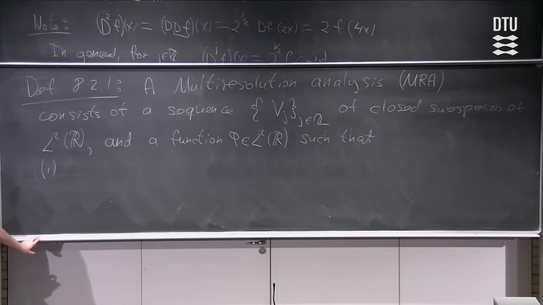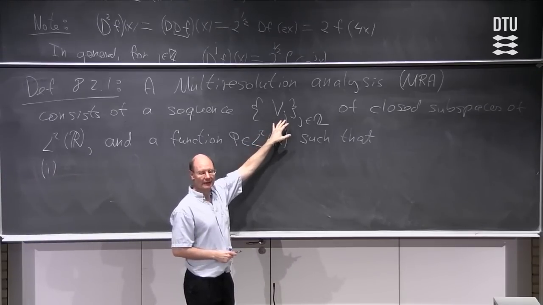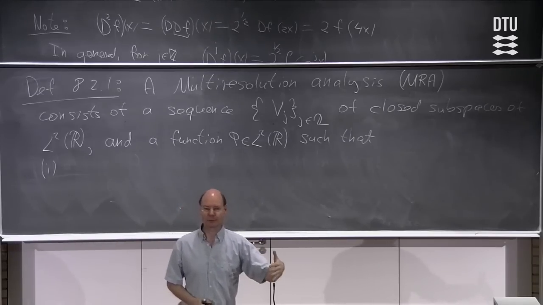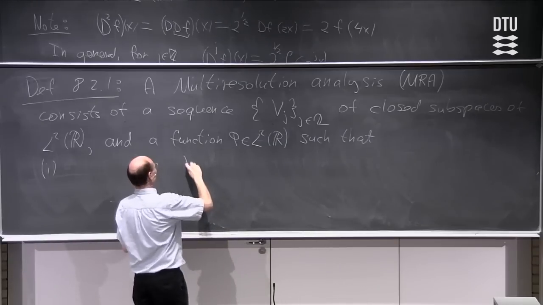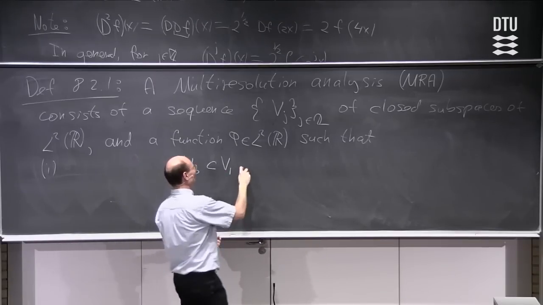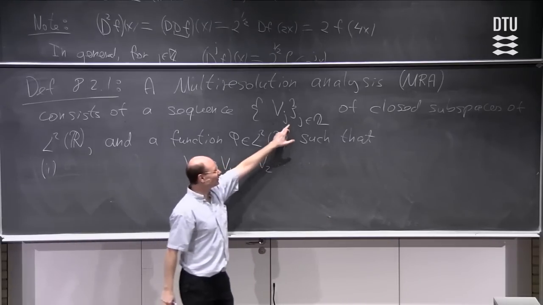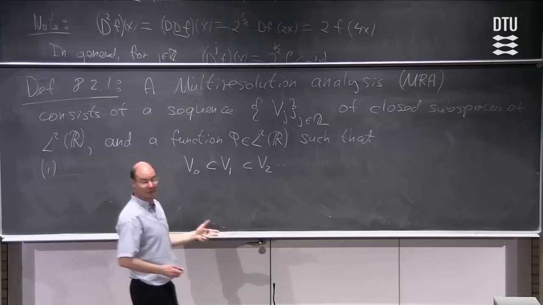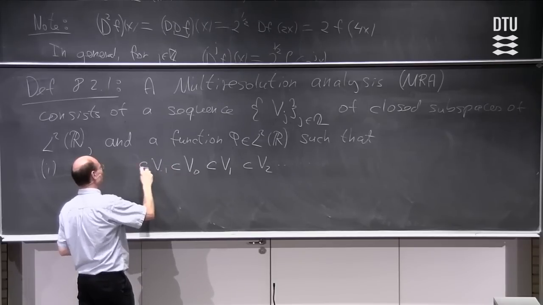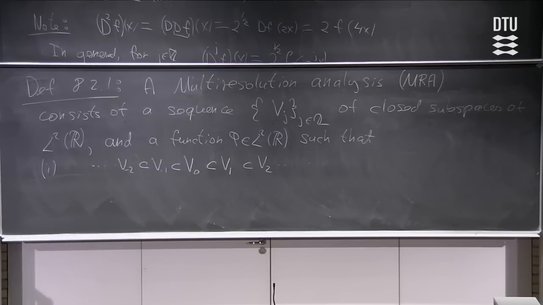The first property is something that we have not seen before, and this only relates to the spaces V_j. What the property says is that whenever you increase the j, you get larger and larger spaces. So if you look at the space V0, this is a subspace of V1, which is a subspace of V2, and then it continues like this. But remember that the subspaces are indexed by the integers, so we also have negative j's. So V0 contains the space V minus 1, which contains the space V minus 2, and so on. So this is the first property.